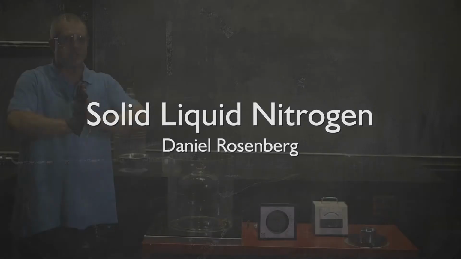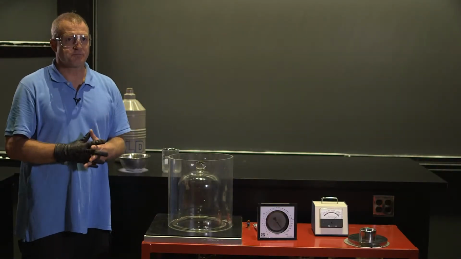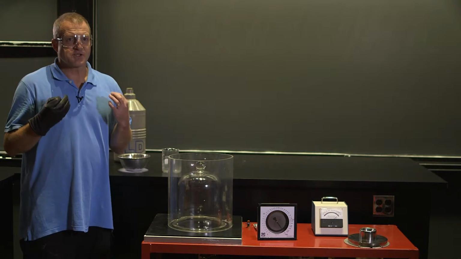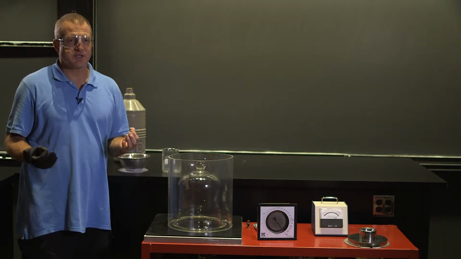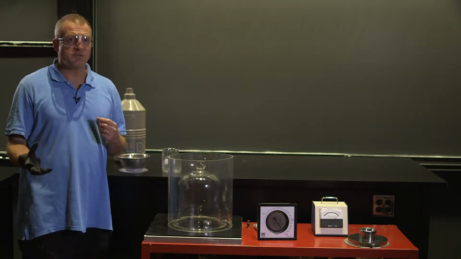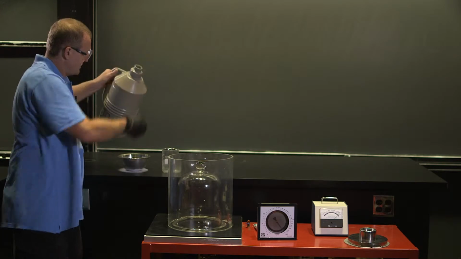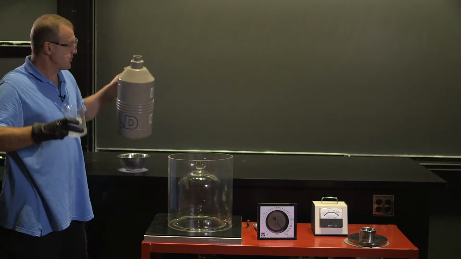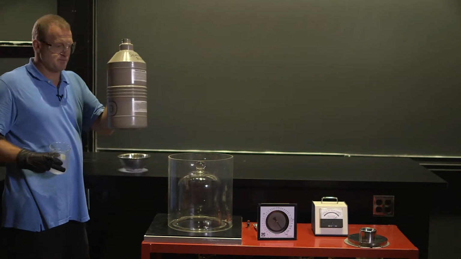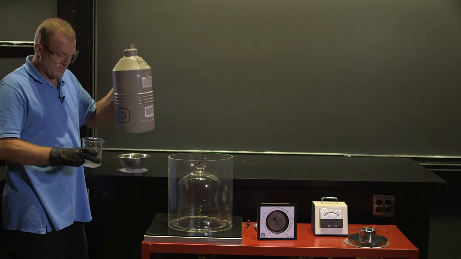So liquid nitrogen is very, very cold. It is so cold that the most convenient scale to use is the Kelvin scale, absolute temperature. And in Kelvin, liquid nitrogen is 77 Kelvin. In centigrade, it's minus 196 degrees Celsius. Liquid nitrogen has to be stored in a vacuum flask. This is basically a giant thermos bottle.